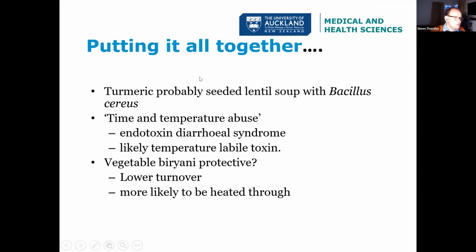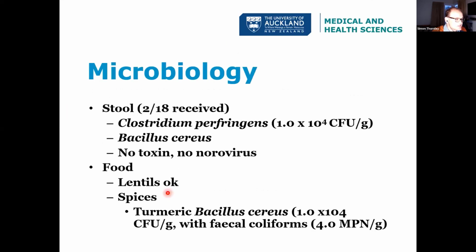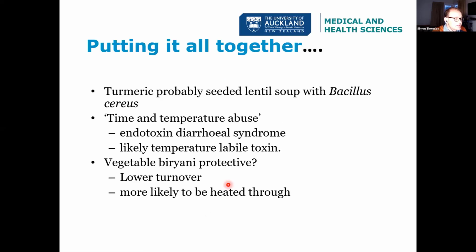We thought basically that turmeric had seeded the dal with a Bacillus cereus that was in the ingredients, the spices, the turmeric, and that with the time and temperature abuse, it had led to the contamination of the dal and the lamb biryani. And the vegetarian biryani was actually protective. If you look at the odds ratio, you get an odds ratio less than 1. When you look at the numbers, most of them were eating the meat, and it was likely that the turnover in the bain-marie was low for the vegetable group, so it would have been heated through, and that would have inactivated the toxin. So being a vegetarian was a very good thing at this particular event.